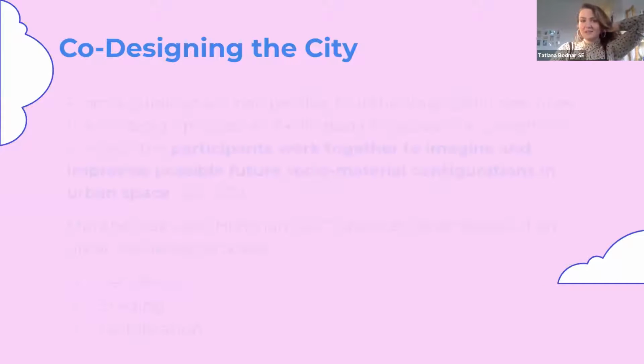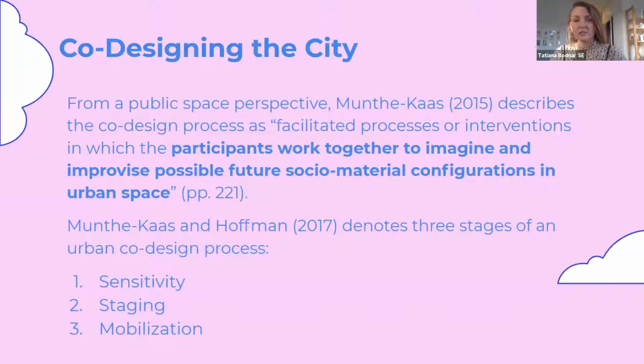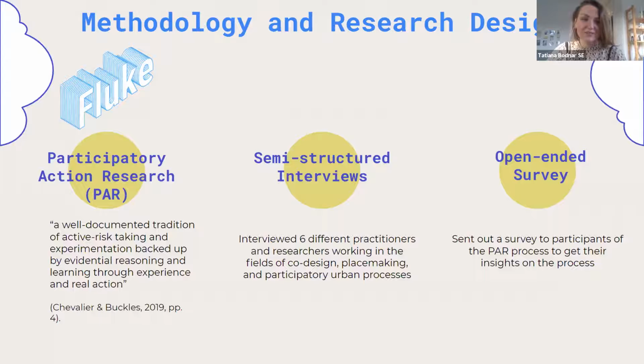And then co-design. Co-design, from this public space perspective, is when you facilitate processes or interventions in which participants work together to imagine and improvise possible future social material configurations. There are 3 steps that Month, Cass, and Hoffman denote: sensitivity, staging, and then mobilizing all of these different stages or ideas towards something real. And for methodology and research, we use participatory action research with Fluke. In Lapis too, or maybe let's say in Sweden in general, COVID is approached much differently.